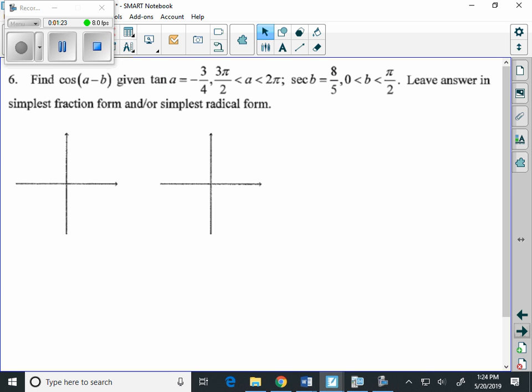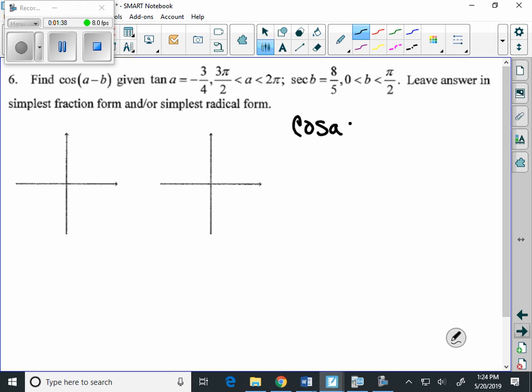Problem number 6. Find cosine of A minus B. And before I even read much more of the problem, I'm going to write down which formula I'm going to be using, which is going to be cosine of A cosine of B plus sine of A sine of B. So that's what we need. But we're going to have to draw our triangles as we see it.